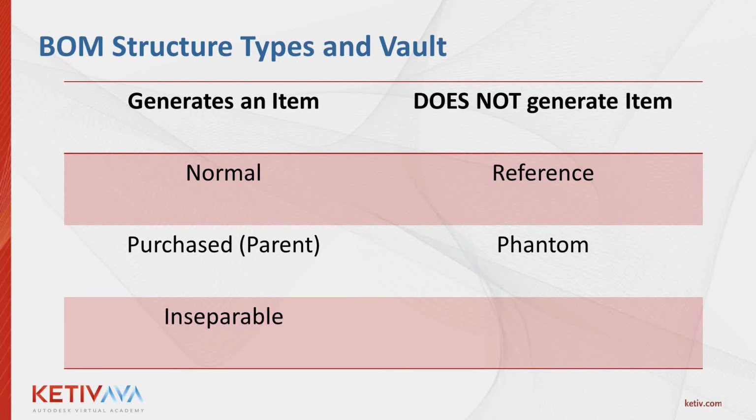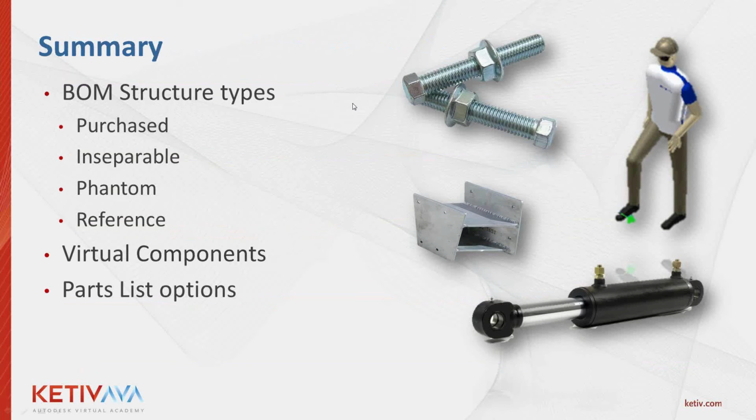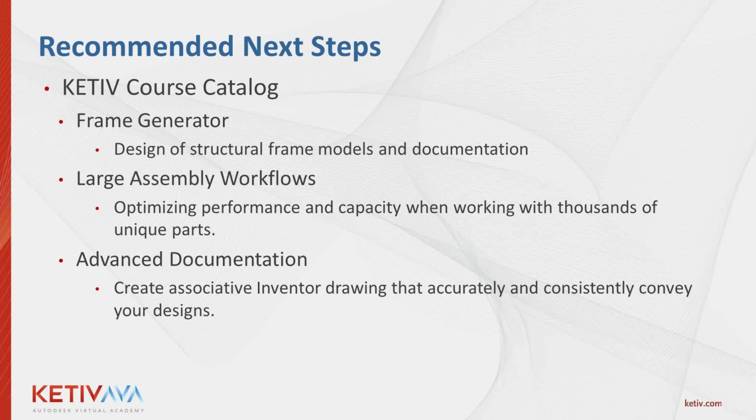That will be more dedicated for that. So in summary, we talked about the structure types, all the different types that you have, why to use them, how you can leverage them. Creating virtual components is different from just creating a component, because that way you don't have to have an actual physical file that you have to maintain. And then there's a lot of different options with the parts list as well. That's parts list is basically the bill of materials that goes on the drawing. So I do have some recommended next steps and some links as well to share with you.